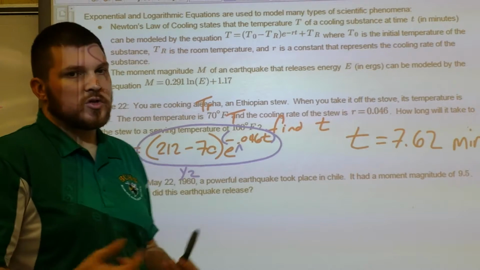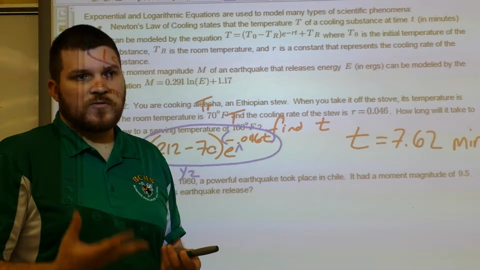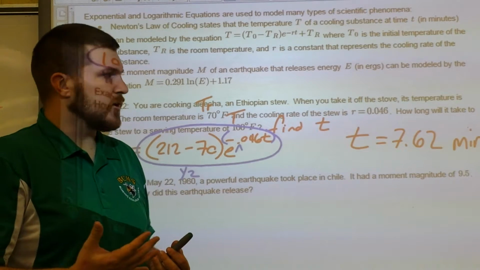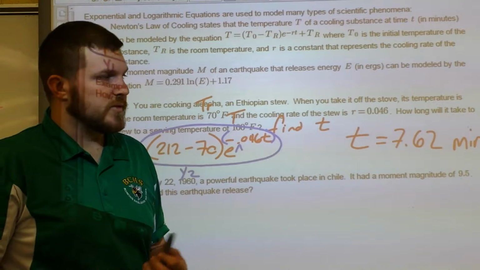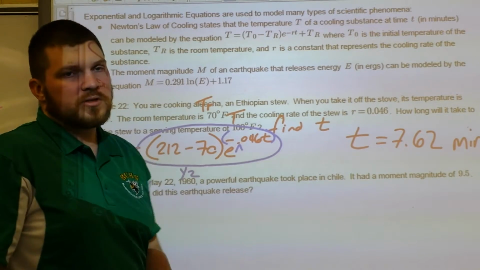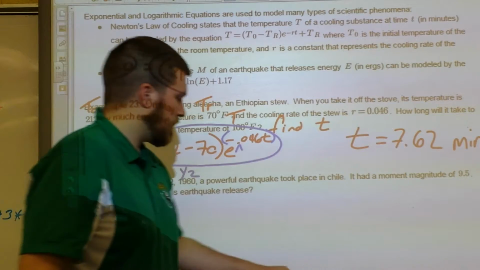Okay, so once you finish most things, if you get a can of soup and then you're microwaving it or whatever, it's going to tell you, let sit for 2 or 3 minutes to cool off. That's close to Newton's law of cooling being applied.